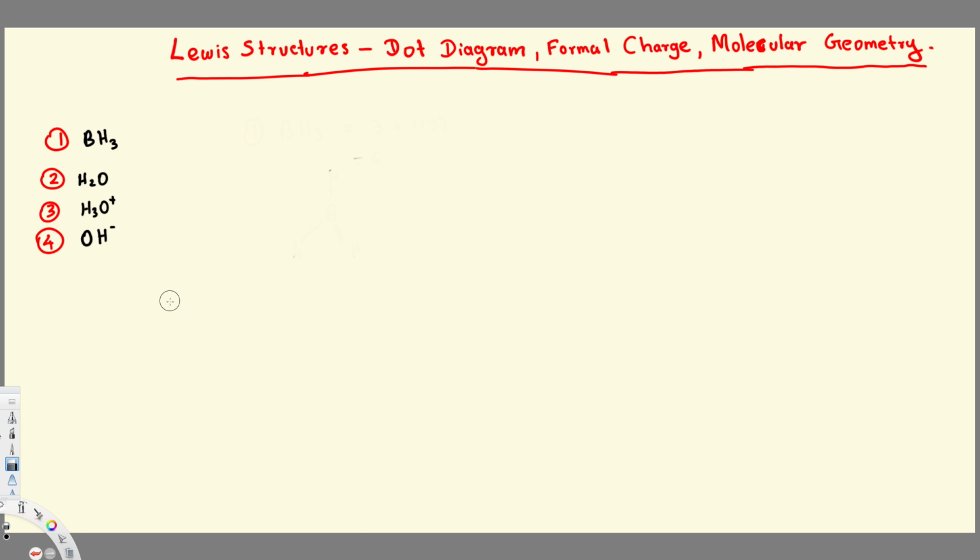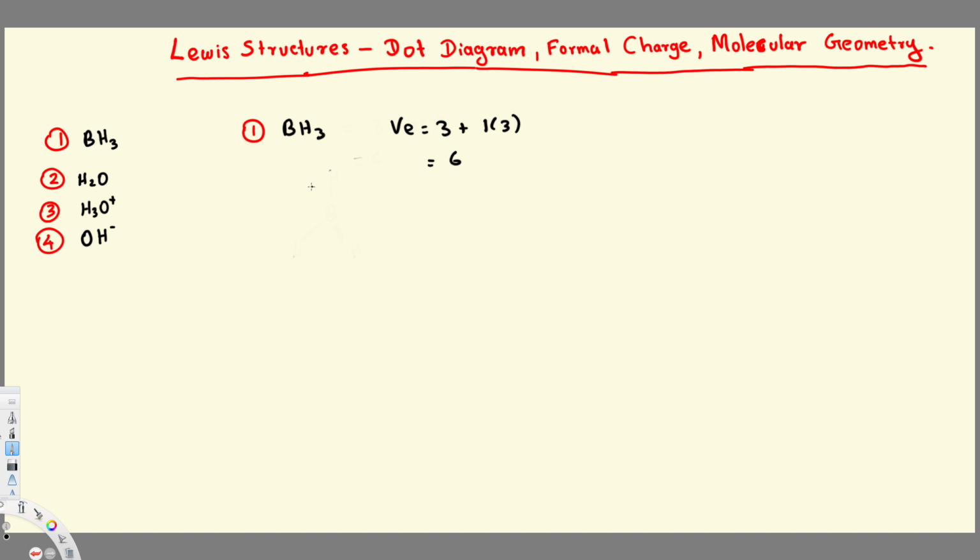Let's draw the Lewis structures for these molecules right here. So let's begin with this BH3. The first thing we have to do is calculate the total valence electrons. For boron it's 3 valence electrons. So the total valence electrons is going to be 3 plus, and each hydrogen is going to have 1 valence electron, right? So 1 times 3, and if you calculate all of them together, that's going to give you 6.